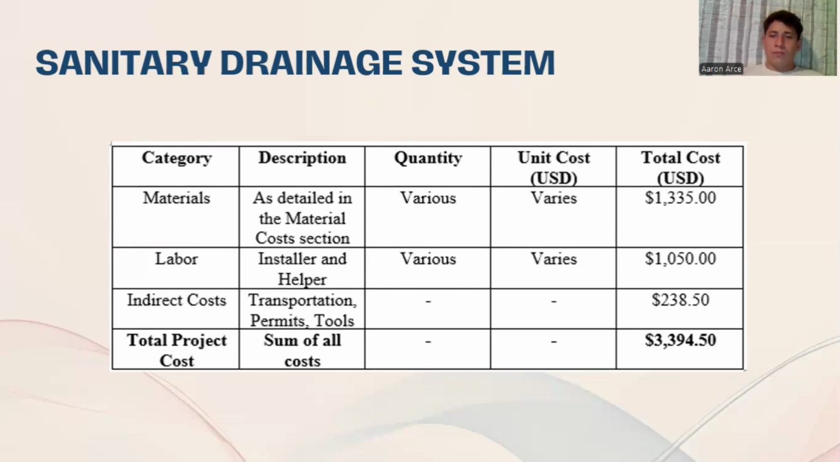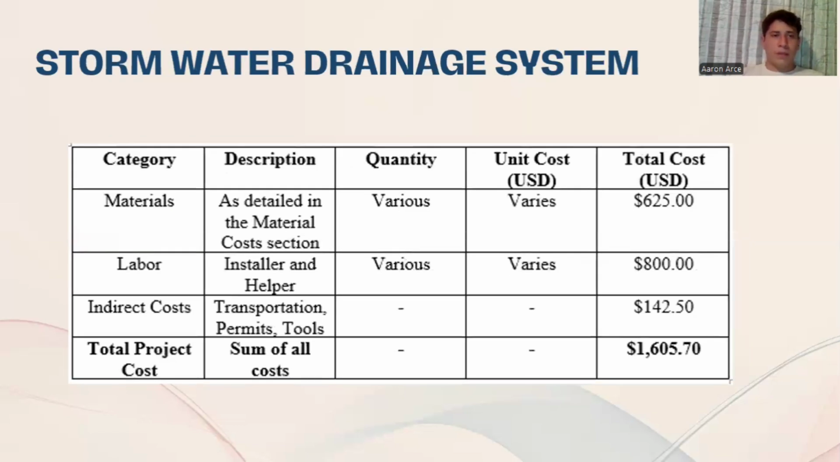However, the total project cost, the sum of all costs, is 3,394.15. On the other hand, the storm drainage system is the lowest cost, as detailed in the material cost section. The material cost is 625, and the labor cost is 800.